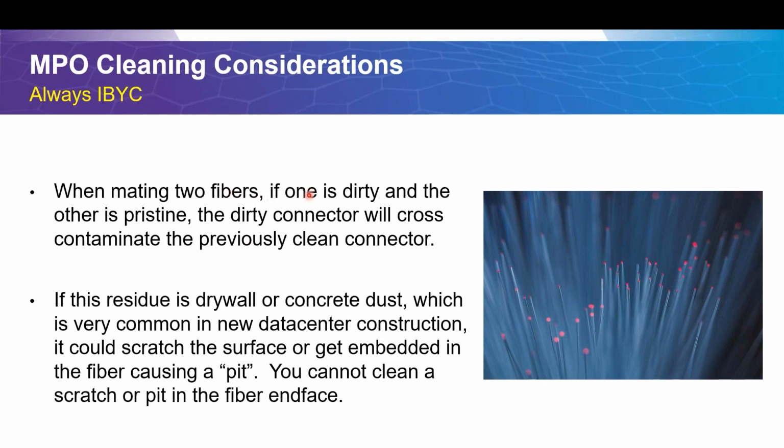But when mating 2 fibers, if one is dirty and the other is pristine, the dirty connector or dirty end face will cross-contaminate the previously clean connector or clean fiber. So if this residue is drywall or concrete dust, if you're in a new build, which is very common in new data center construction, it could scratch the surface or get embedded in the fiber, causing it to pit. So at that point, you can't clean it. The fiber's damaged and you've got to throw it out.